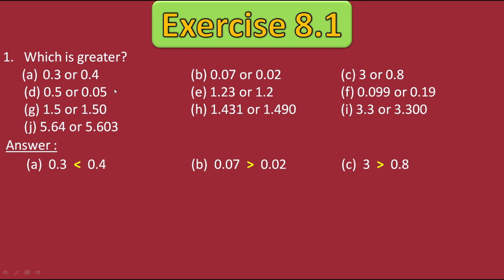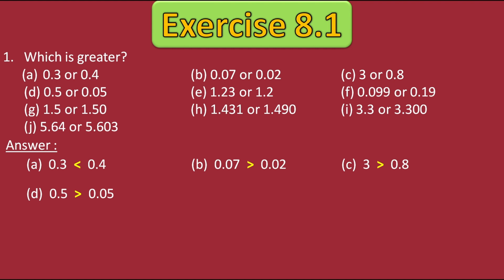Now we have 0.5 and 0.05. The whole number is equal. The first digit after the decimal point is 5 here and 0 here, so we compare these two digits, 5 and 0. As we all know, 5 is greater than 0. Therefore 0.5 is greater than 0.05.